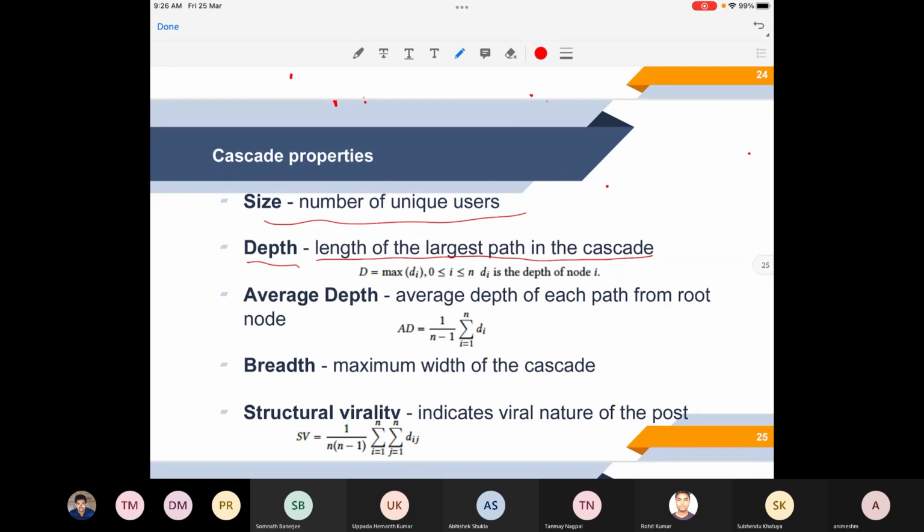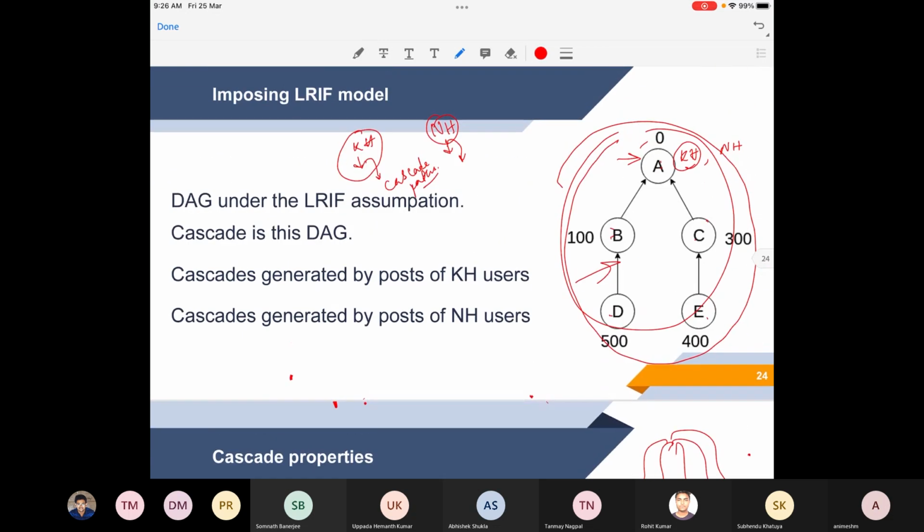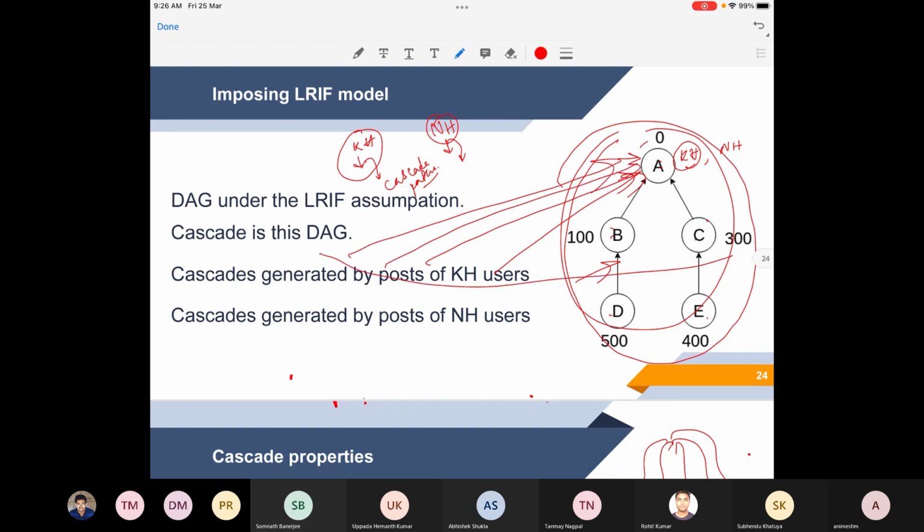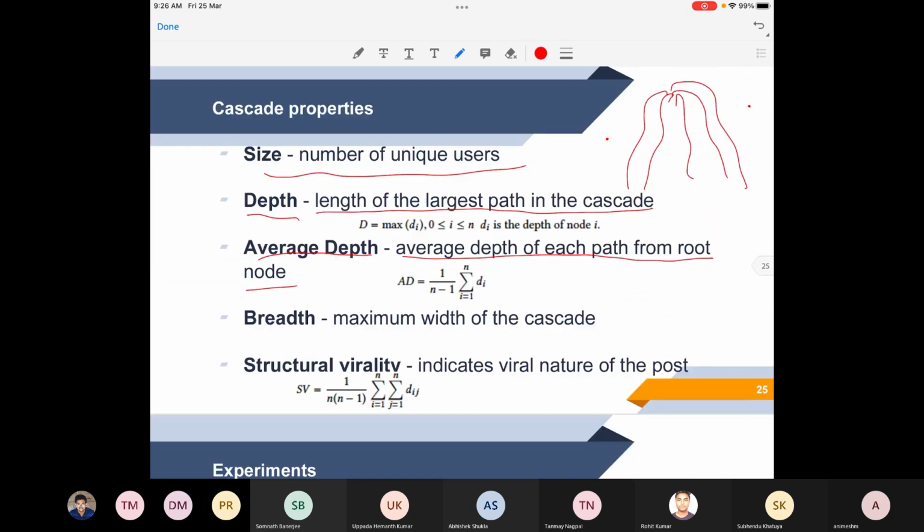Now you find out average depth. What is that? Average depth is the depth of each path from the root node. So you find out the depths of each path and then you average it. Breadth is like the maximum width of the cascade. Say at some point in time, the cascade is as big as this. So this becomes the breadth of the cascade. So you can use a level order traversal to find out the breadth of the cascade.